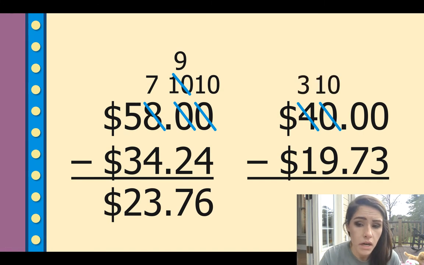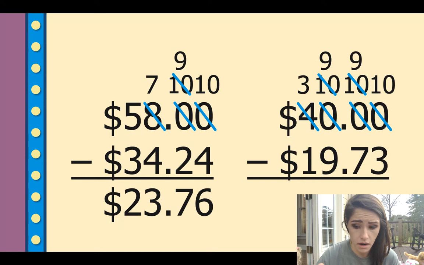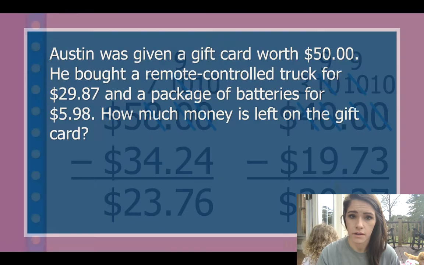Then you're going to have to borrow from that 10. It becomes a 9. The 0 next door becomes a 10. Borrow from that 10. It becomes a 9. The 0 in your ones place becomes a 10. Then you can actually start the problem and start subtracting from there. And your answer should be $20.27. You may want to take some time and practice that. For the sake of the video, I'm going to go ahead and move on.